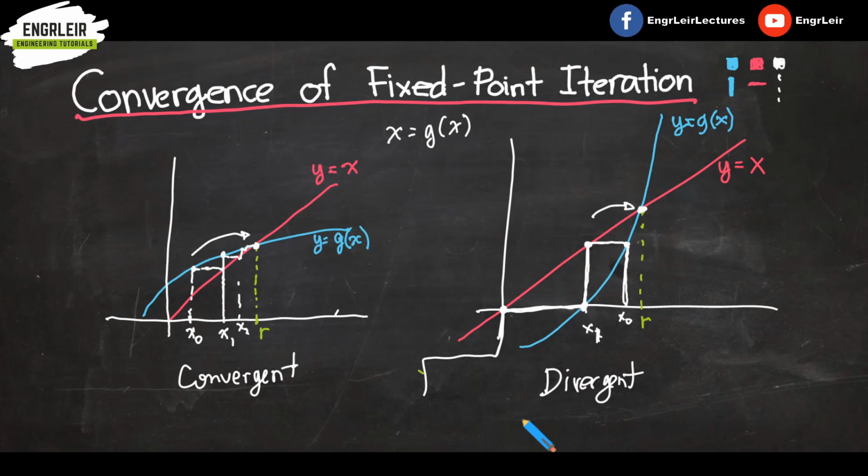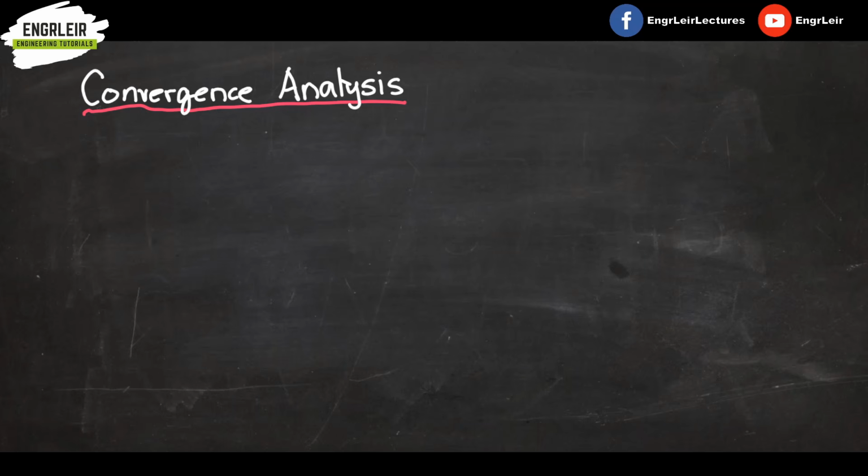Now, paano yon? Bakit nagkakaroon ng convergent at saka divergent? And this is actually true for all open methods. Merong convergent, merong divergent. So, let us analyze yung convergence. Ito, mag-analyze tayo. Derive natin bakit may ganun. So, suppose, di ba, ang equation natin, x equals g of x. Suppose r is the root. So, r is equal to g of r. R is the root of our equation.